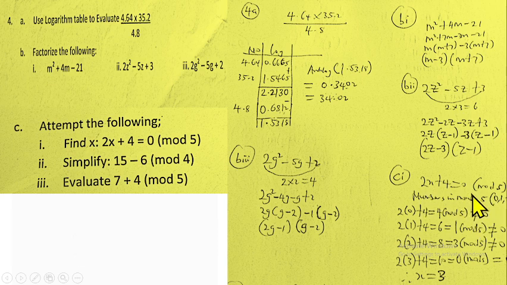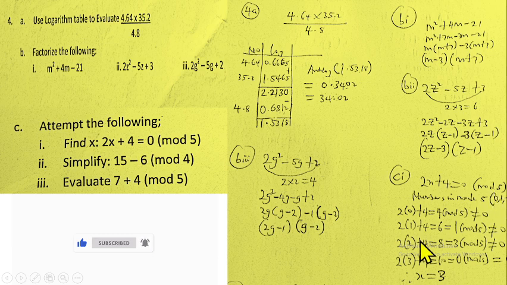So what are the numbers in mod 5? That is 0 to 4: 0, 1, 2, 3, 4. So you start putting those numbers in this equation here. Anyone that gives you 0, that's the number. So the first one is 0. Let's put 0 here in place of x. That means you have 2 into 0 plus 4 equals, what is 2 times 0 is 0 plus 4. That gives us 4. And 4 is in mod 5 already. And 4 is not equal to 0. So that means 0 is not the answer.